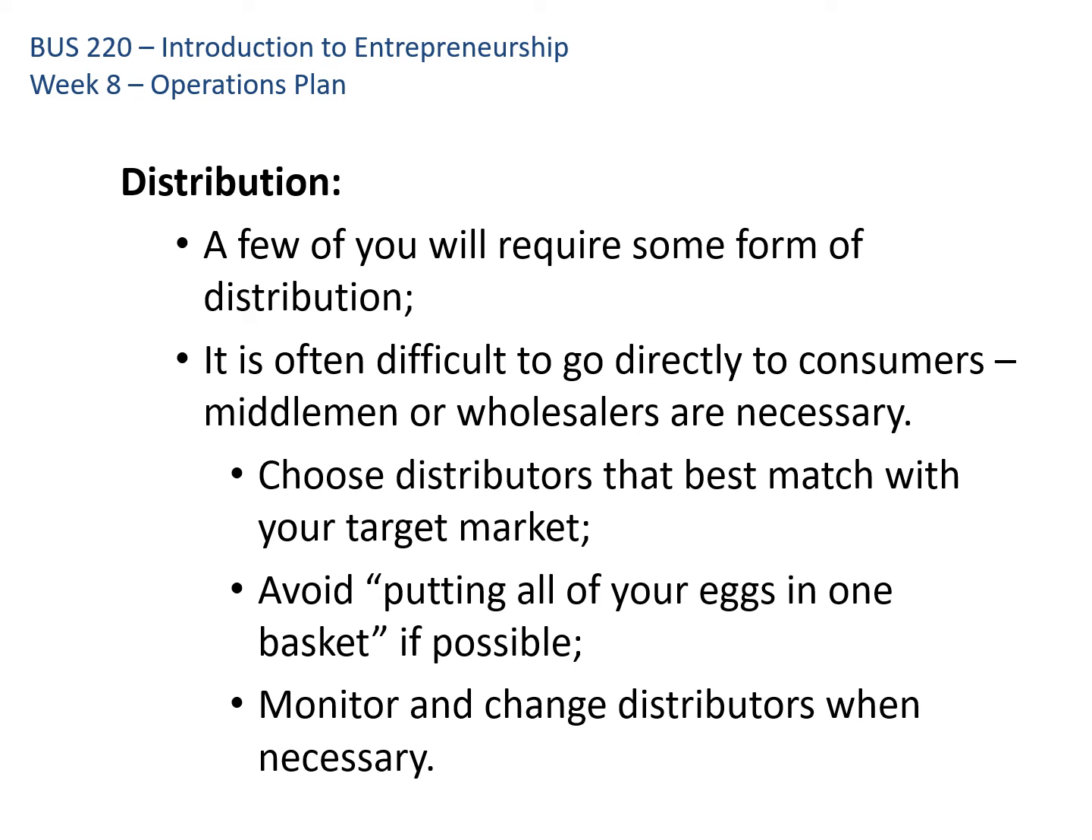To the extent possible, you want to try avoiding putting all of your eggs in one basket. That way, if something goes awry with that relationship or they find a product that they think is better than yours and they replace yours with it, you're not sunk. So if you can have multiple distributors, potentially in multiple geographic areas, you can weather that setback much easier. And then, as with other suppliers, you need to monitor and change distributors when necessary. If you don't think they're doing the job for you, you need to pull back and make a change. Hoping that things get better is never a good strategy.